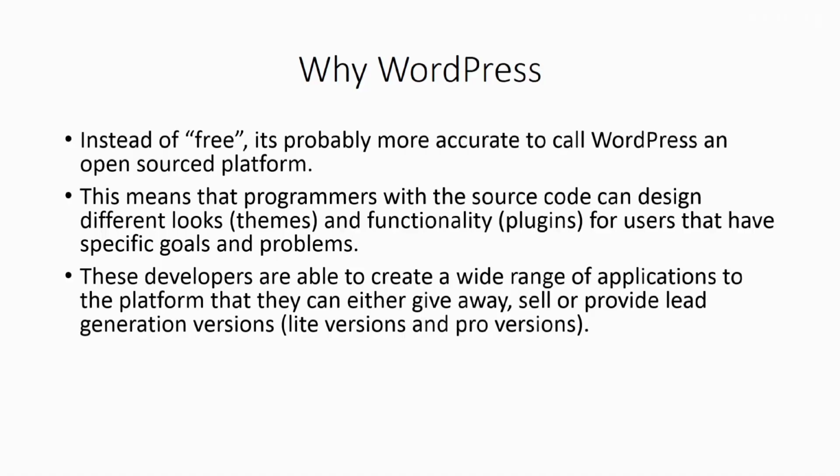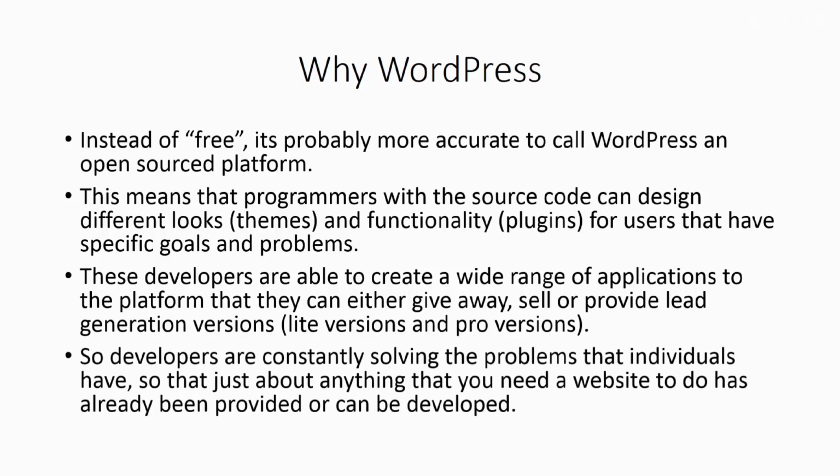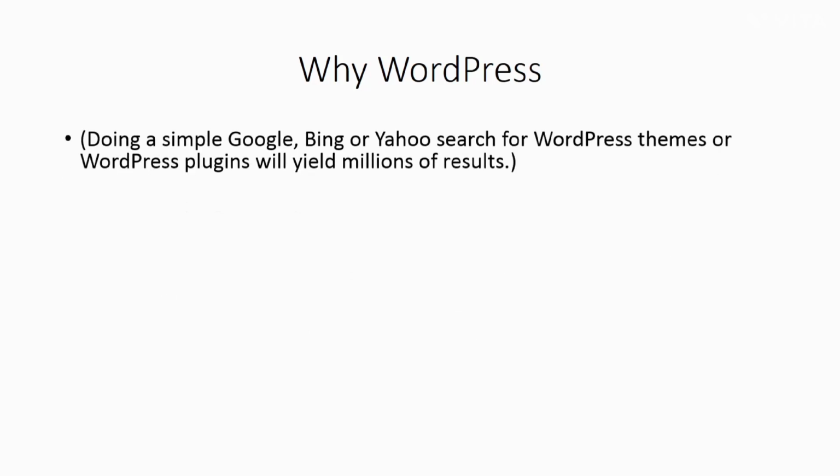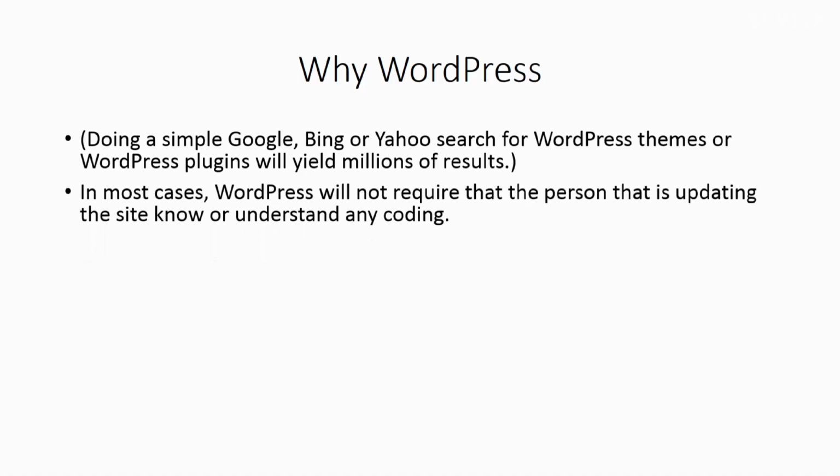Now, these developers are able to create a wide range of applications to the platform that they can either give away, sell, or provide lead generation versions, which they call the light version, and then allow people to upgrade by paying for the pro version. So developers are constantly solving the problems that individuals have, so that just about anything you need a website to do has already been provided or can be developed. And you can tell this if you do a simple Google, Bing, or Yahoo search for WordPress themes or WordPress plugins.